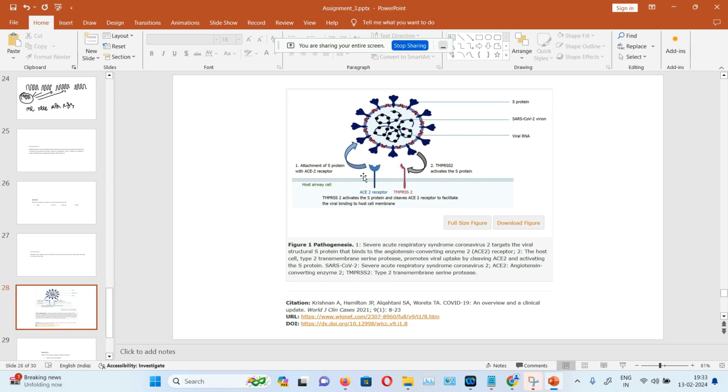But the receptor is actually present inside the host cell, and if they are asking about the host cell receptor, then the answer can be ACE2. Or if they are asking about the attachment protein as a receptor, then the answer can be our spike protein.